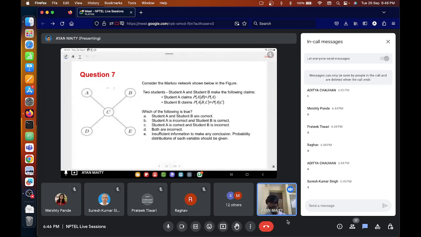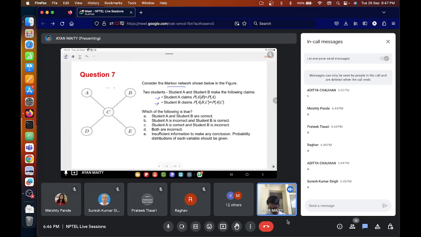Consider the Markov network or the undirected Bayesian network in this figure. So there are no directions in these edges. A very similar question we did in this live session, the first question, had a very similar looking Bayesian network, but that was a directed Bayesian network. Here this is an undirected Bayesian network, so it is also called Markov network. So the edges are not directed here, and 2 claims are made by 2 students.